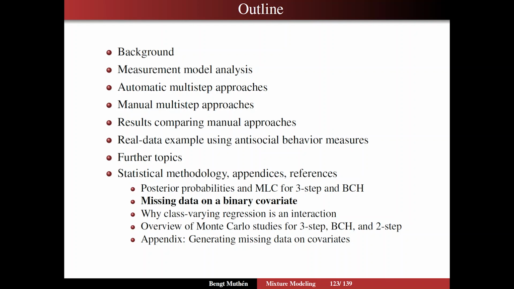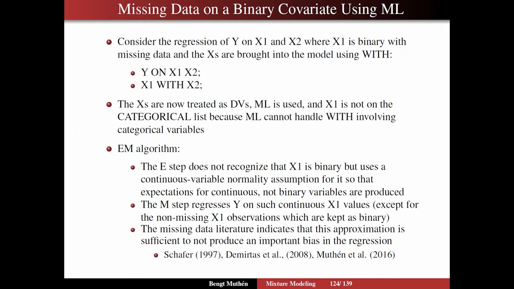On slide 123, the outline points to the statistical topic of missing data on a binary covariate. And we are now in the context of using maximum likelihood. Consider an example with a regression of y on two x variables, x1 and x2, where x1 is binary with missing data, and the x's are brought into the model using WITH. So we have y on x1, x2, and x1 with x2, like we have done in the section on missing data on covariates.